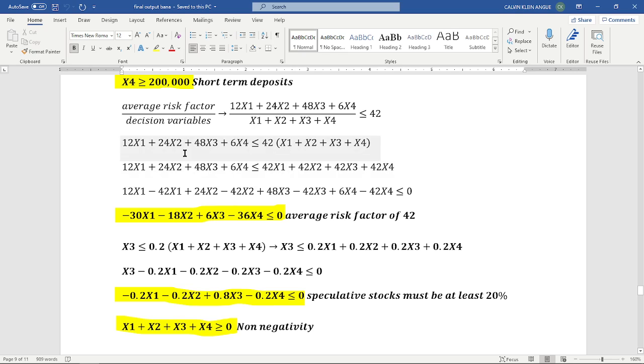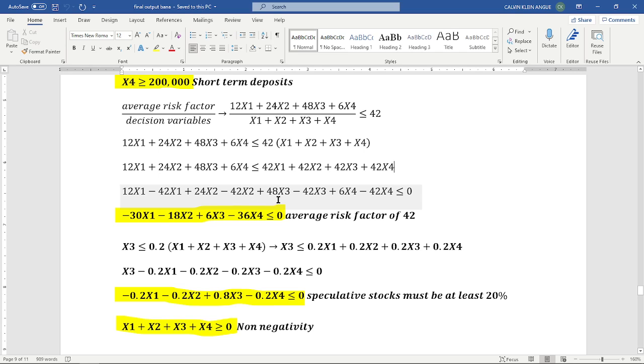Then the answer will be, you just multiply it. 42x1 plus 42x2 plus 42x3, then it has the same x1 and x1, so you just need to transpose it. Then the answer will be 12 minus 42x1 will be negative 30x1, plus 24 minus 42x2 will be negative 18x2.